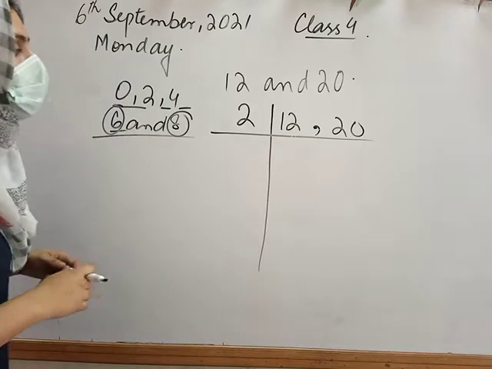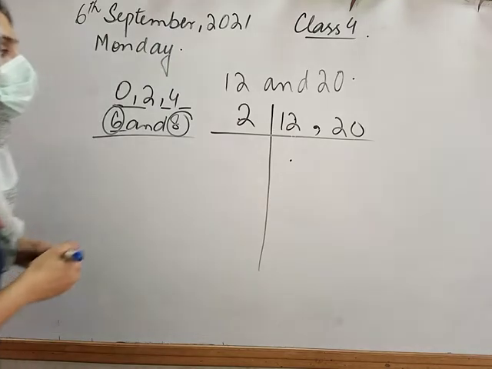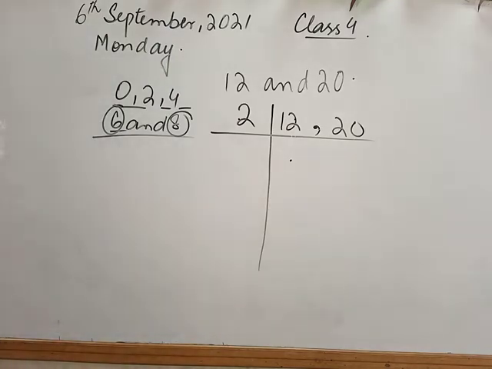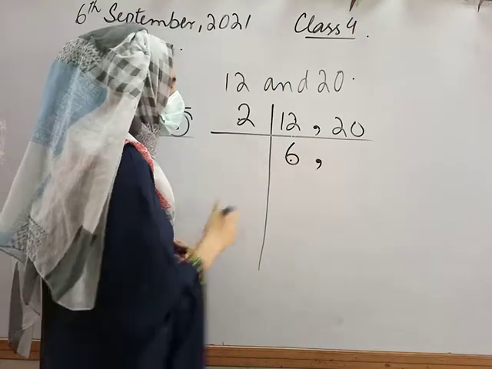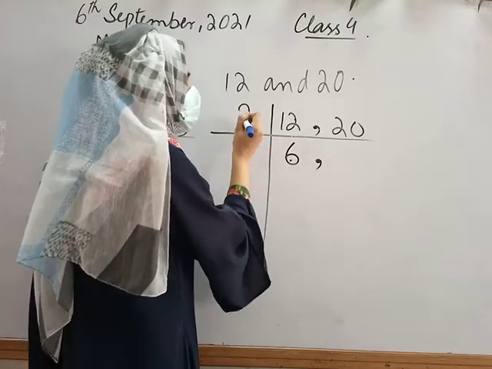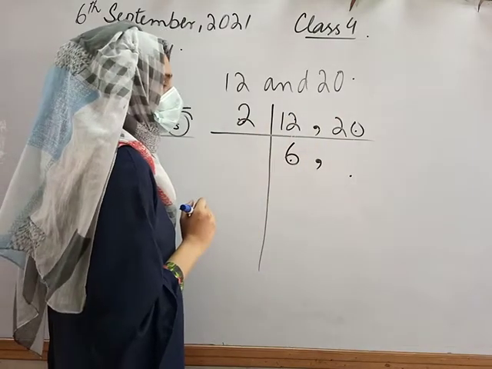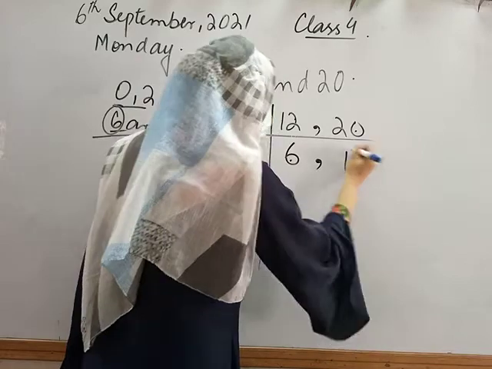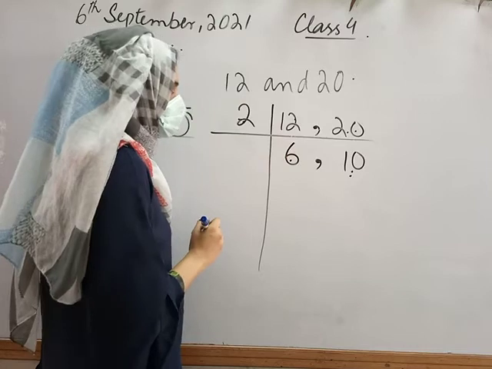Fine. So, by how many times will I multiply the number to get 12? Who will tell me? Yes, Abu Bakr? Very good. 2 times 6. I will write 6 here. Fine. Now, Abdul Basit, you tell me by how many times I will multiply the number to get 20? Very good. 10. 2 times 10 is 20. Is it clear class? Fine.